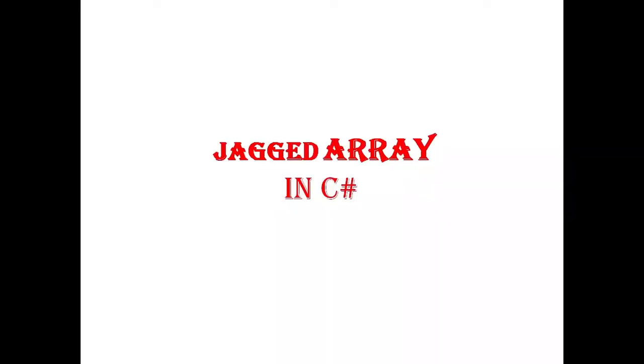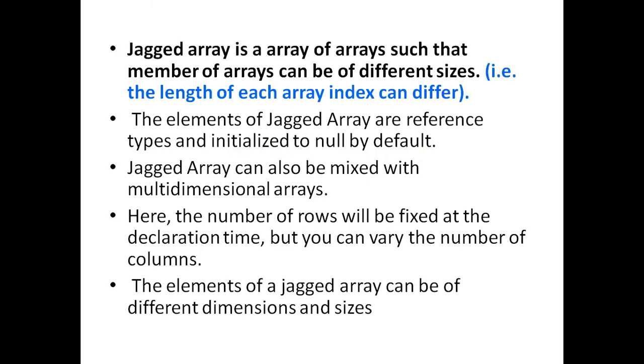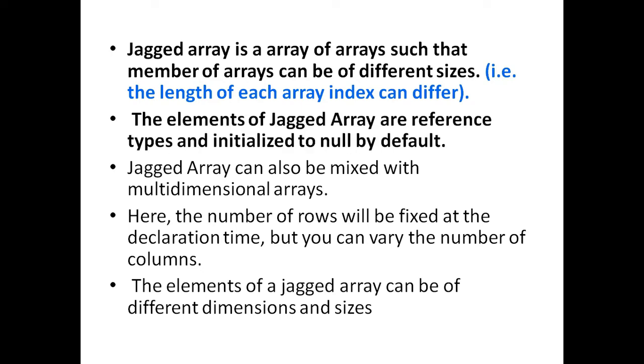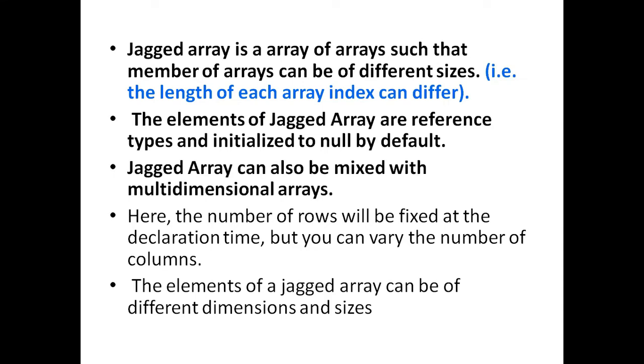Here we will see jagged array in C#. Jagged array is an array of arrays such that the members of arrays can be of different size. That is, the length of each array index can differ. The elements of jagged array are reference types and initialized to null by default. Jagged array can also be mixed with multidimensional arrays.